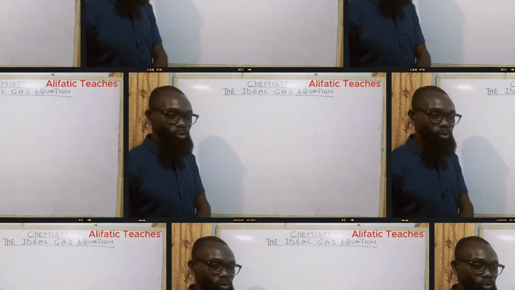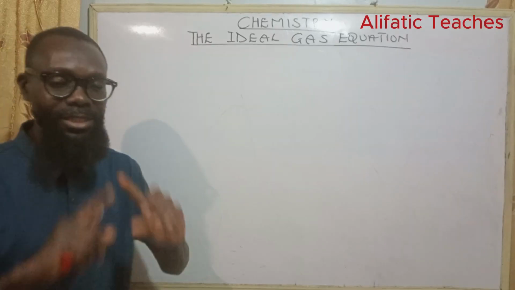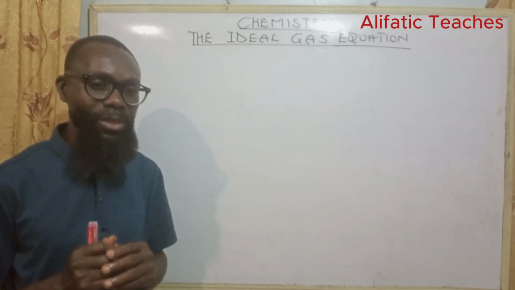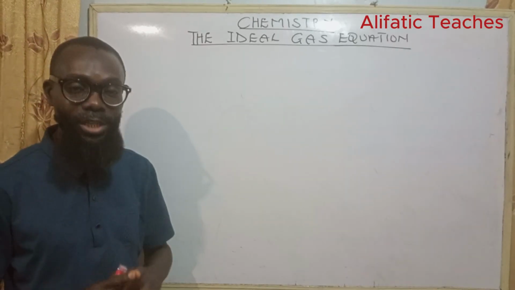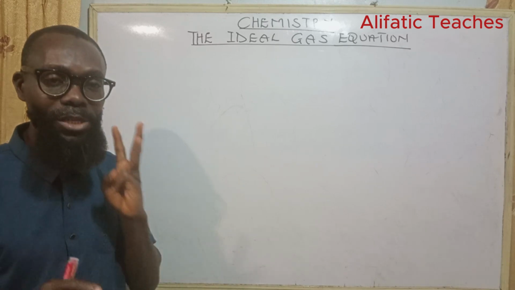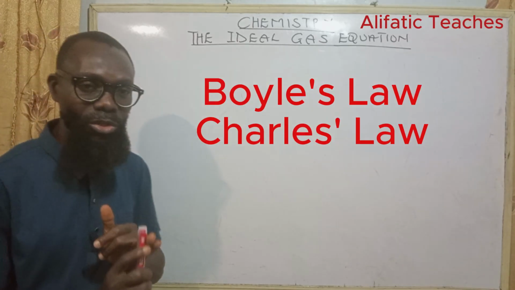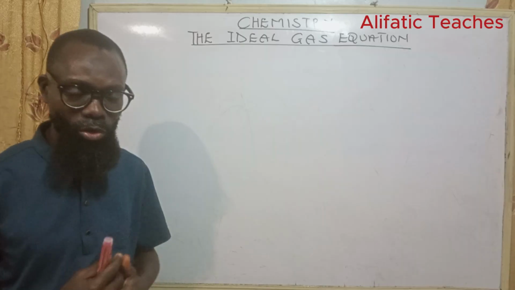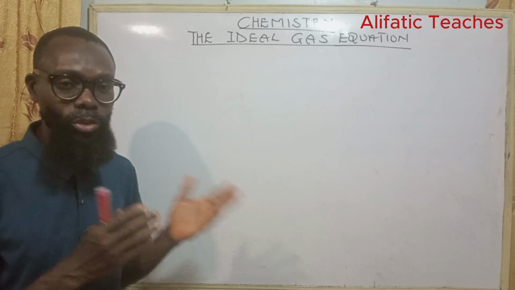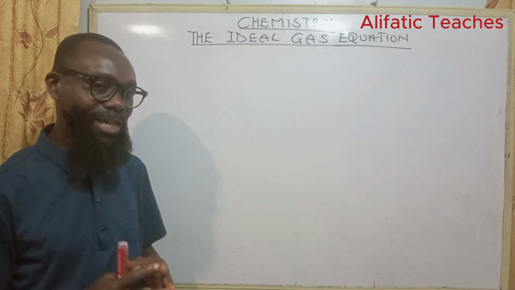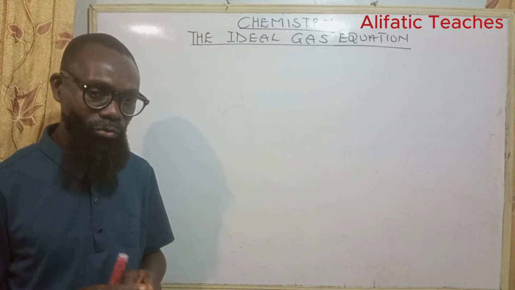The ideal gas equation is one of the most common equations in the gas law sphere. It is formed from three major gas laws, which are Boyle's law, Charles' law, and Avogadro's law. You can check the link below to go through the lessons on Boyle's, Charles', and Avogadro's laws, including Gay-Lussac's law of combining volumes.